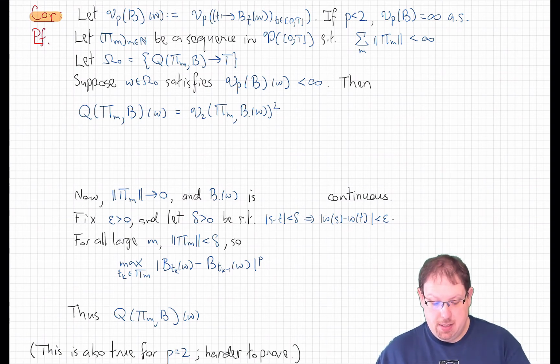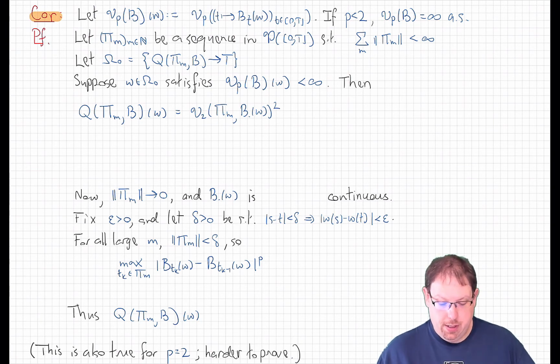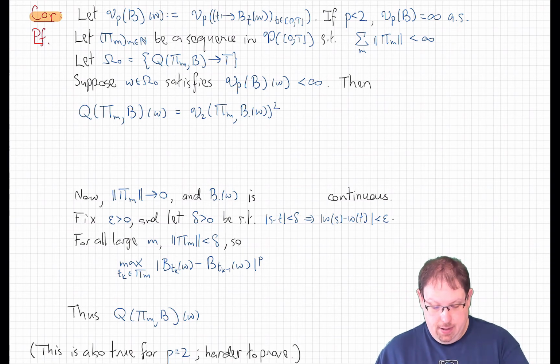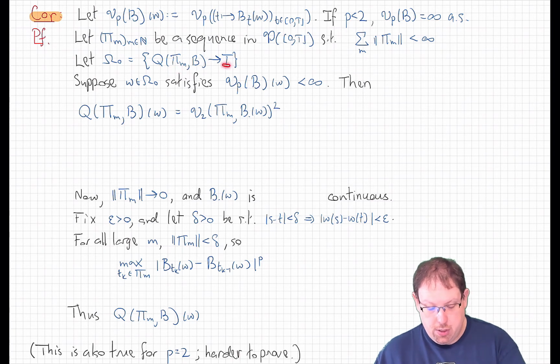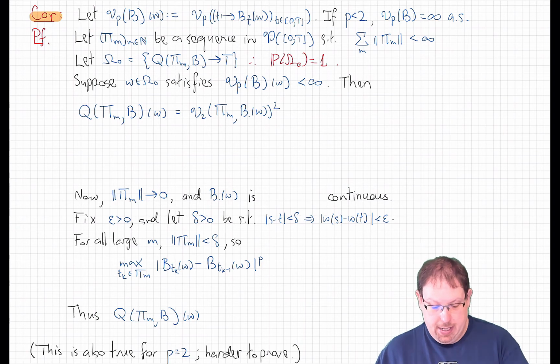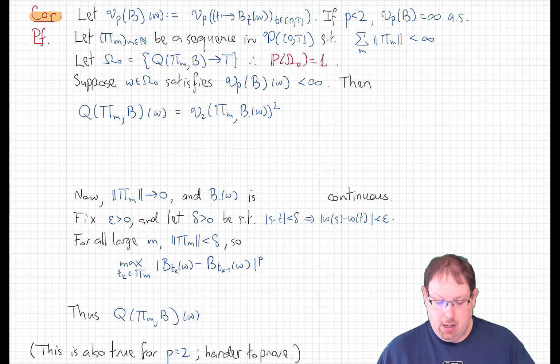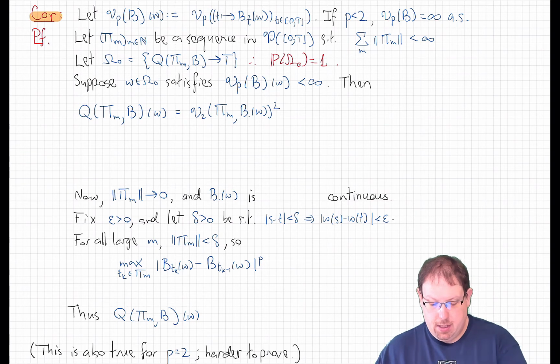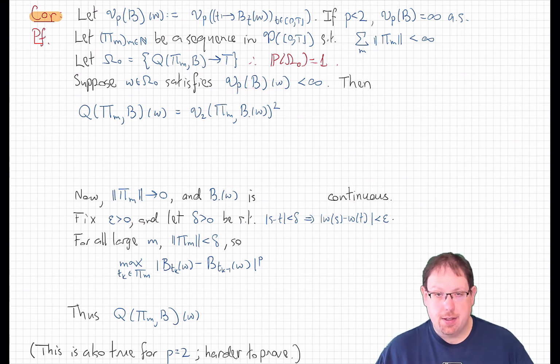So here's the idea. We'll fix some sequence of partitions that have mesh going to 0 fast enough that the meshes are summable. Then, as you're showing on your homework, it follows that the event that the random variable's quadratic variation of Brownian motion on those partitions converges to t is a probability 1 event. Now, let's take any outcome omega in that probability 1 event, and we'll suppose, for a contradiction, that the p-variation of that Brownian path is finite.